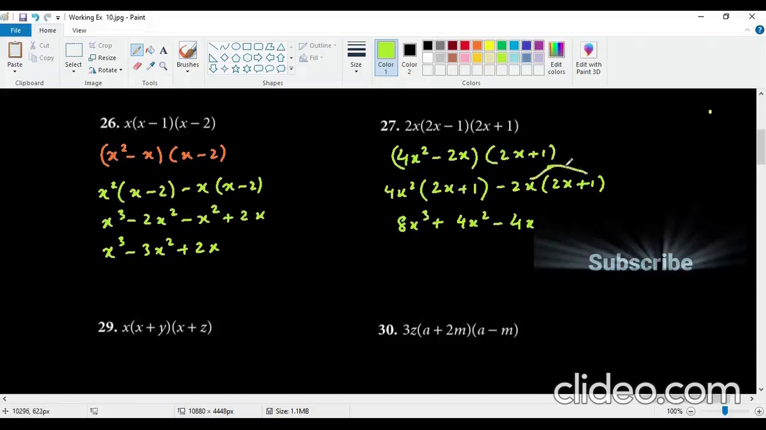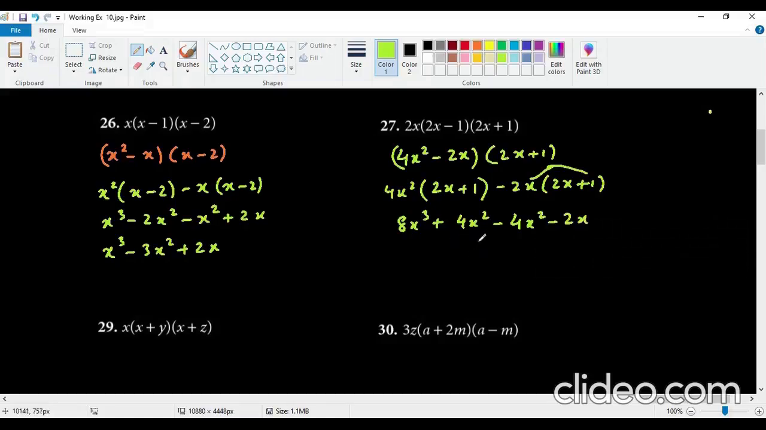Minus 2x is multiplied by plus 1. So I can see here that 4x square, one is plus and one is minus, so 8x cube minus 2x is going to be the answer. Moving on to question number 28, which is over here.